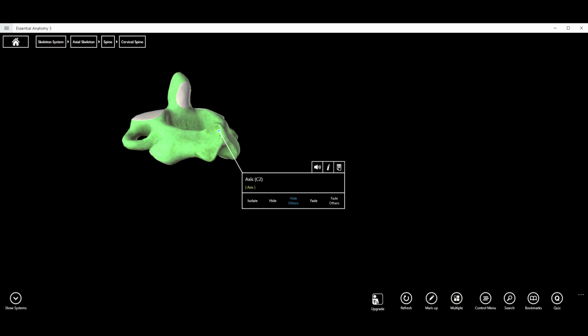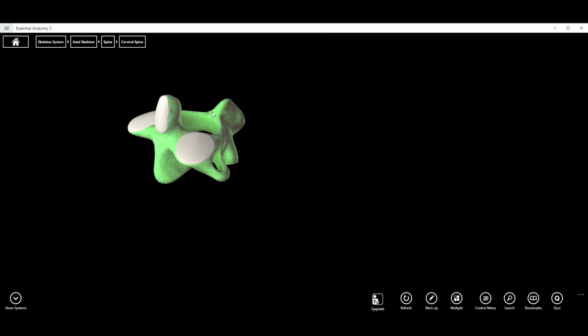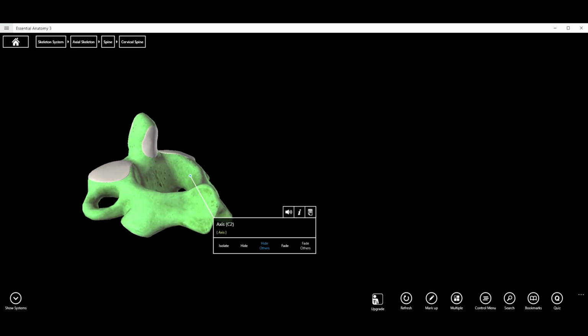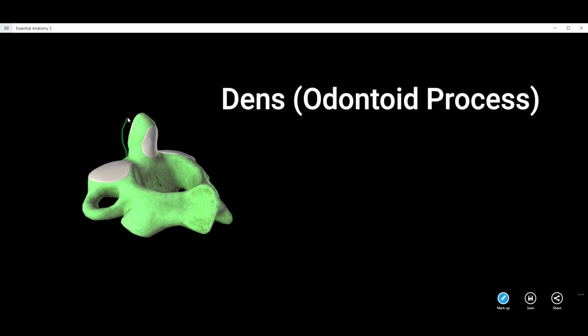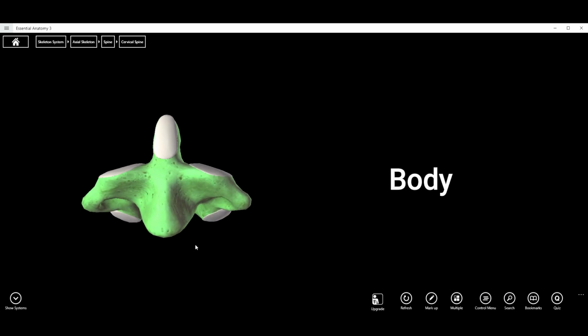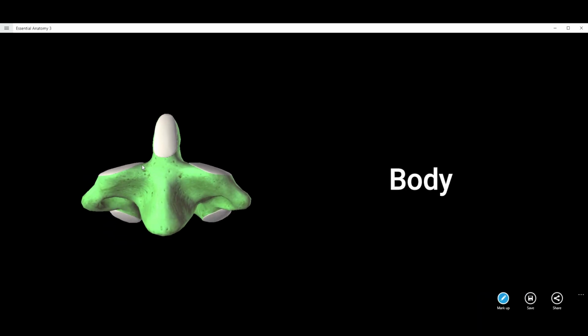So let's get going and start labeling some things. The first thing, the most obvious structure here, that's pretty unique to see too, would be the odontoid process, or dens. Below that, you have the body.